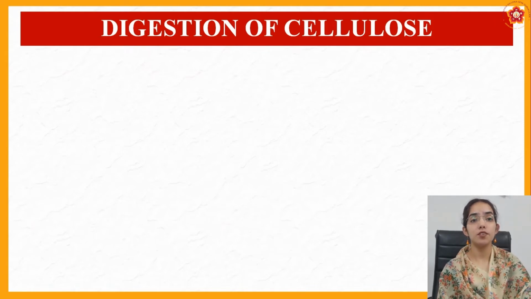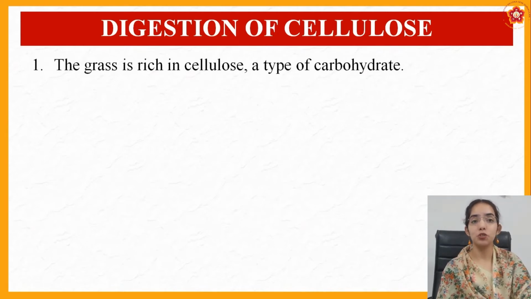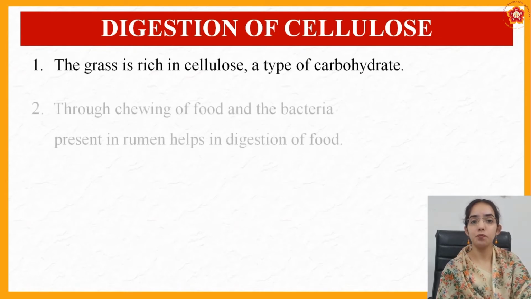Now another interesting thing is that grass has a specific substance in it, that is cellulose, and it is a little difficult to digest cellulose. So how do these animals digest cellulose? So the grass is rich in cellulose, a type of carbohydrate. So cellulose is a type of carbohydrate which is a little difficult to digest. But these grass-eating animals, they have a special mechanism to digest it. So that's what we look at now.